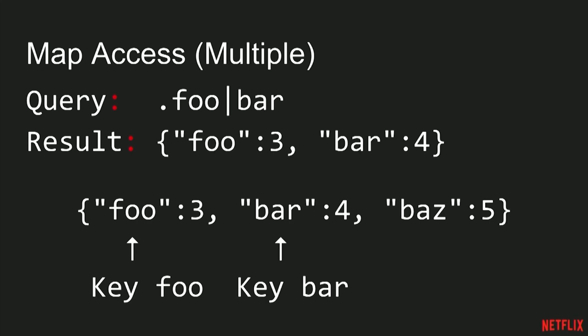So for multiples, what we're doing here is effectively doing a projection of the map into a smaller space. So we're just taking just the keys that we want and the values associated with them. So in this case, we're grabbing the keys foo and bar and their associated values and putting them into our map to return.